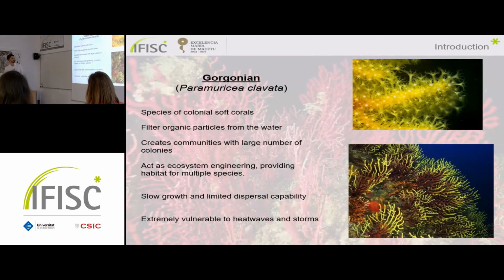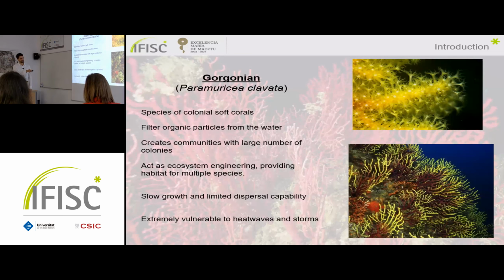In particular, we focus on Paramuricea clavata, that is a species endemic from the Mediterranean. These species are soft corals. They are built up by these little polyps. A polyp is an individual, and they grow by clonal reproduction, creating these kind of tree-like shape colonies, which are the corals. And these colonies also reproduce sexually, creating more of these colonies, no?